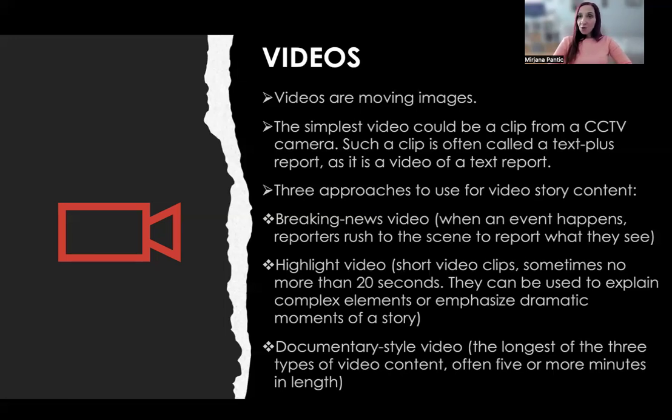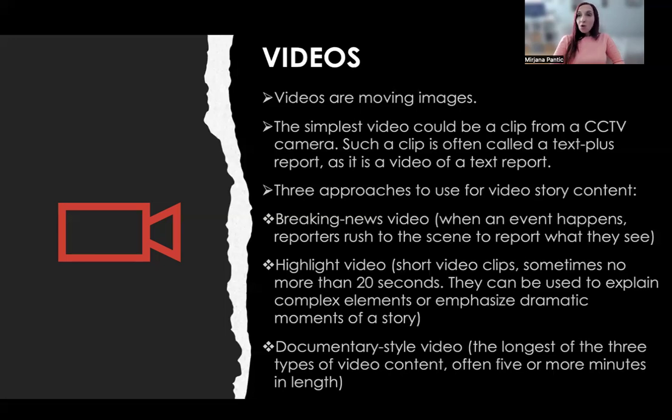Now, let's talk a little bit about videos and what kind of videos we can incorporate in our reports. Videos are moving images. The simplest video you can incorporate in your online report, or in your TV report, could be a clip from a CCTV camera. Frequently when it comes to violent crime, we rely on CCTV cameras for images. It also happens that other people are present when a crime or a terrorist attack occurs, so they take images, pictures, and videos of it.